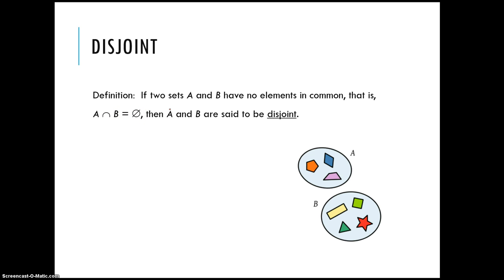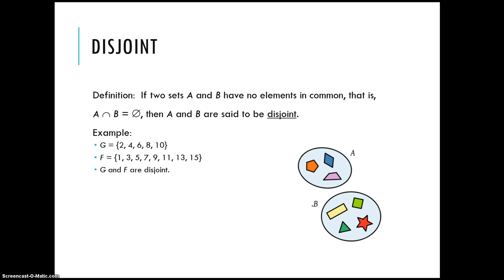We call them disjoint. Now down here I've got a graphic with a set A, which looks like we've got a pentagon, a rhombus, and then a trapezoid. And then down here in set B we've got a rectangle, a square, an equilateral triangle, and a star shape. Do these two sets have any shapes in common? And the answer is no, they don't. So they would be called disjoint.